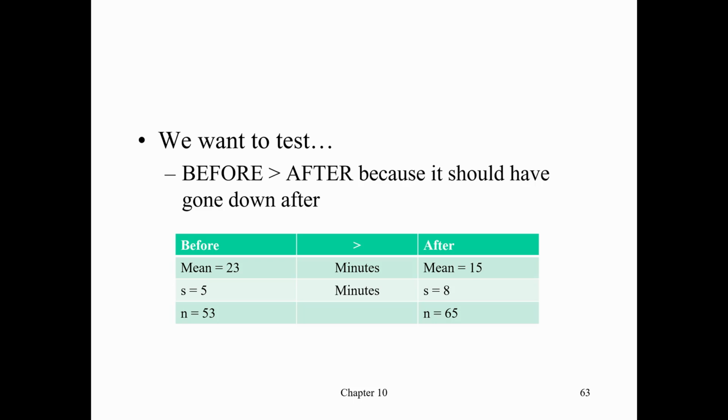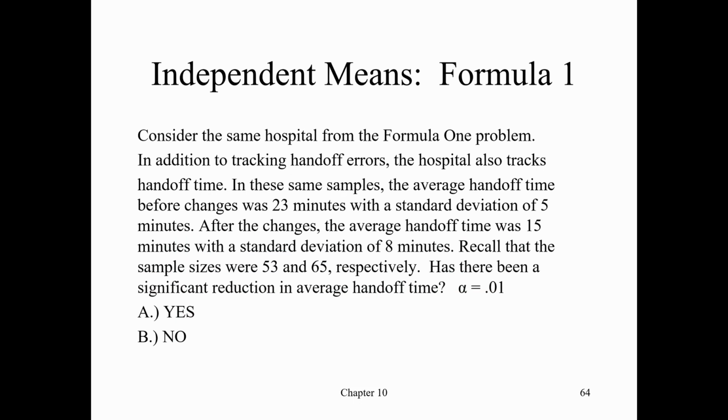Okay, so we're talking about minutes. The mean before is 23 and the mean after is 15. So we see, 15 minutes is a lot less than 23, but we don't know if it's statistically significant yet. We're going to take into account that variability that comes from the standard deviation and the sample size. Okay, so this is the same problem. Has there been a significant reduction? So basically, if we can reject the null, then we will say yes here because we found support for the claim that the before is greater than after. If there's a reduction, then before should be greater than after, and after should be less than before.